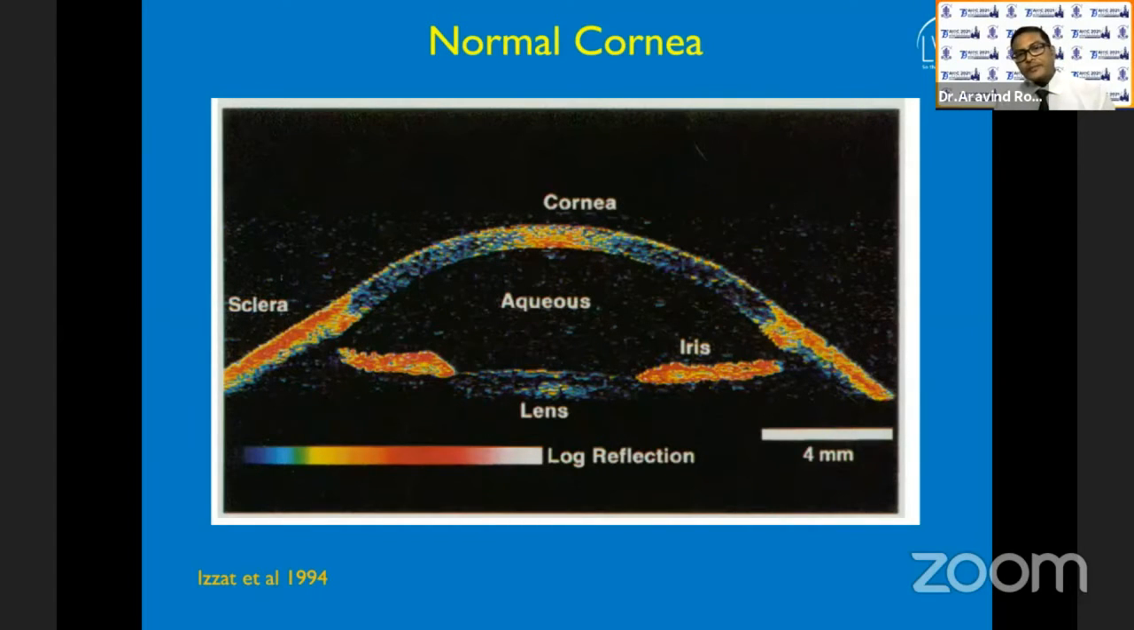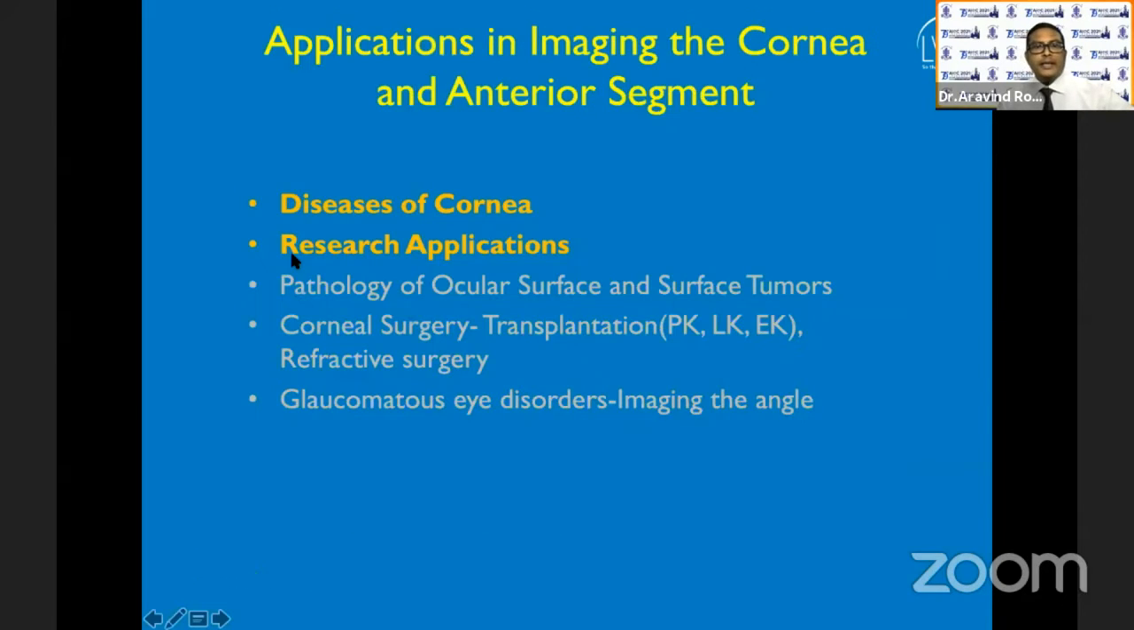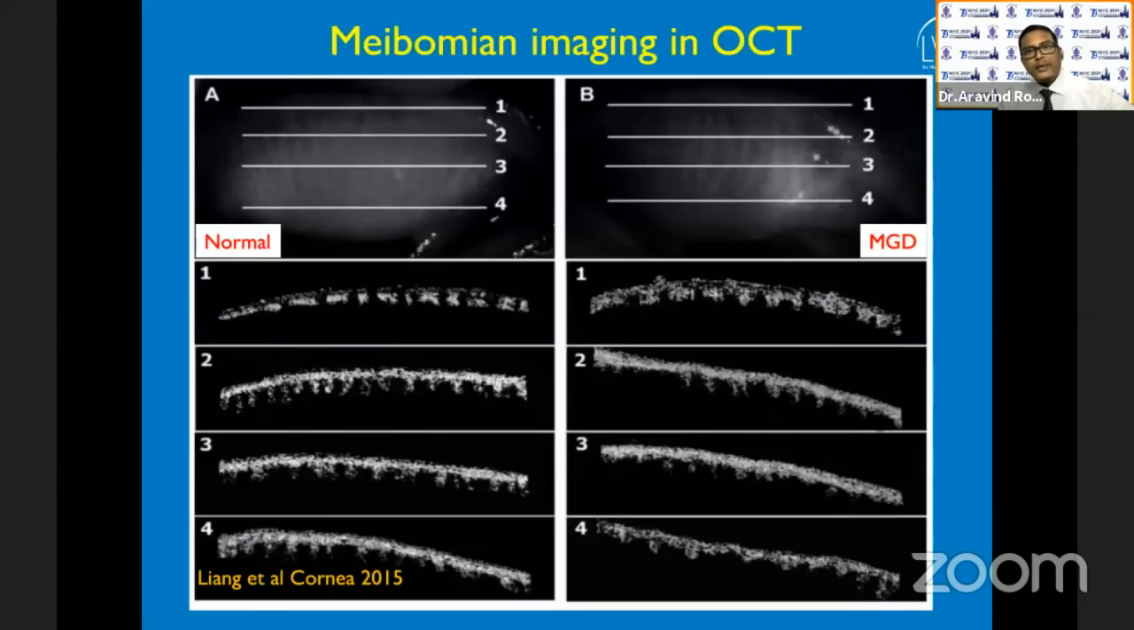The speckled appearance of the images is basically because of interference from adjacent study points. It can have varied applications in the diseases of the cornea, and it also has a wide array of research applications. We shall be discussing a few of the clinical applications followed by the research applications, and one such important use is that in meibography.